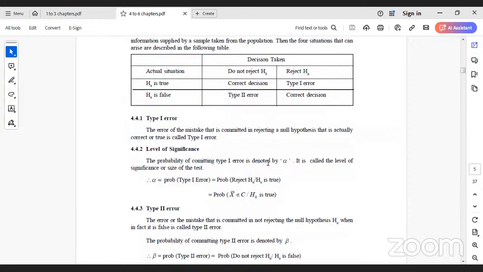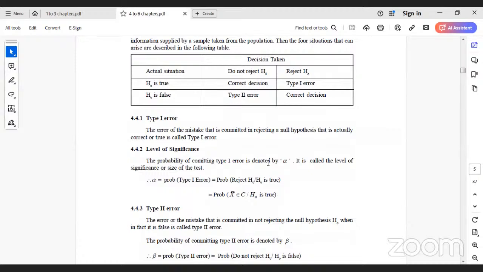Type 1 error. The error or mistake that is committed in rejecting the null hypothesis that is actually correct or true is the type 1 error. The probability of committing type 1 error is denoted by alpha. It is called the level of significance or size of the test. Alpha equals the probability of type 1 error, which is the probability of rejecting H0 when H0 is true, which is the probability that X belongs to C when H0 is true.